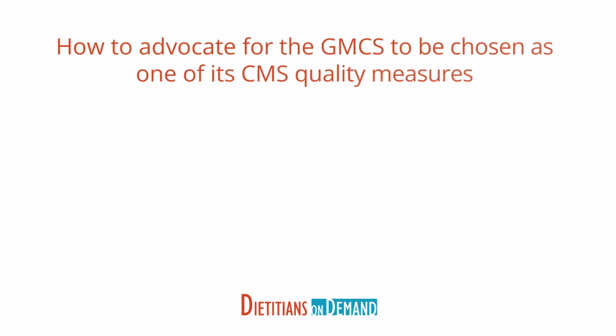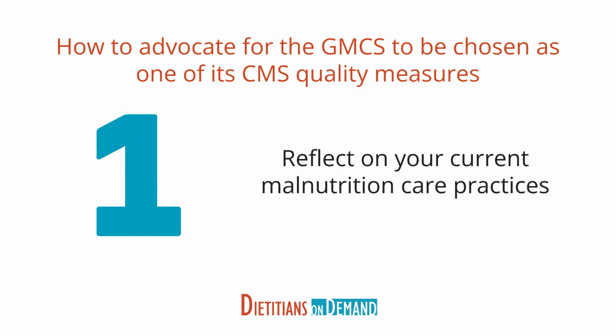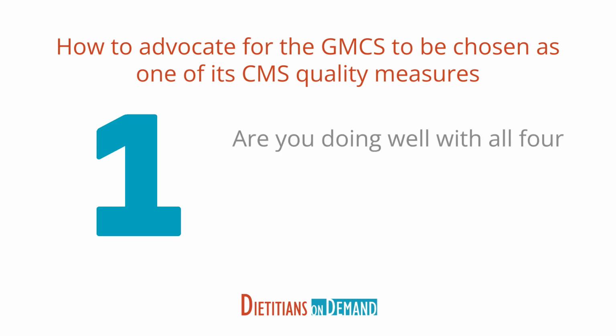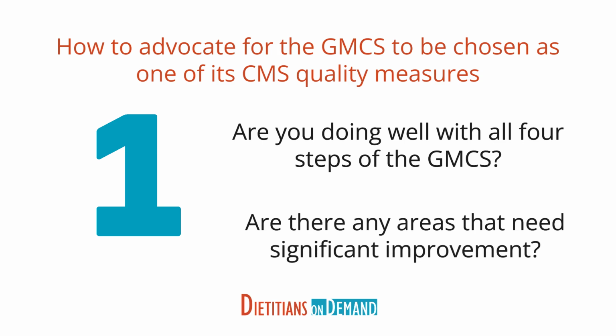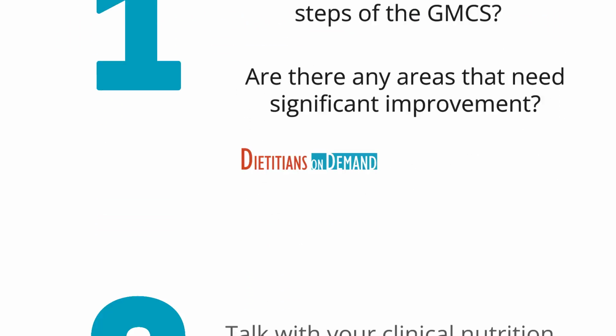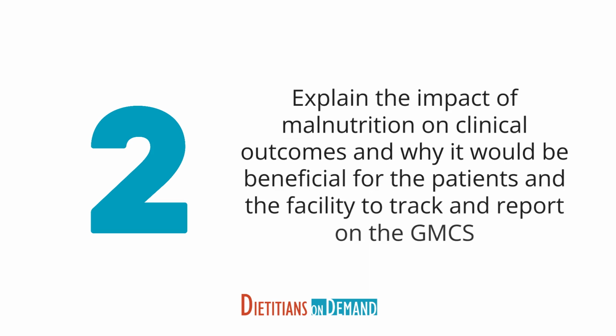How can you start tracking the Global Malnutrition Composite Score? If you would like to advocate for your facility to choose the Global Malnutrition Composite Score as one of its CMS quality measures, step 1 is to reflect on your current malnutrition care practices. Are you doing well with all 4 steps of the Global Malnutrition Composite Score? And are there any areas that need significant improvement? Step 2 is to talk with your clinical nutrition leadership and quality improvement team. Explain the impact of malnutrition on clinical outcomes and why it would be beneficial for the patients and facility to track and report on the Global Malnutrition Composite Score.